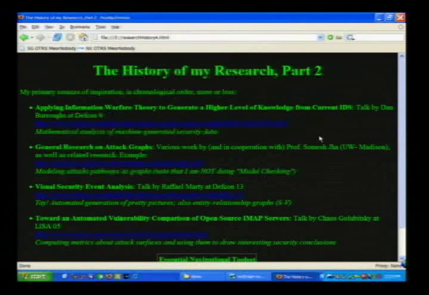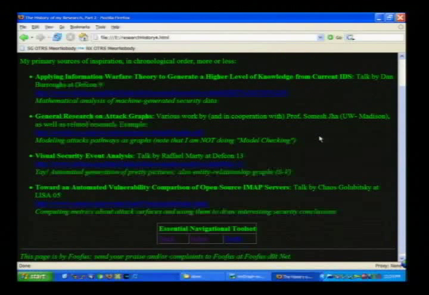So I also cite a number of different sources. One is Dan Burrow's talk from DEF CON 9, which introduced me to the idea that you could actually do math on data that you collect. The second one is research that I'm familiar with from UW-Madison near my hometown, and this is a person who does computation on graphs, trying to do computation on graphs that represent attack patterns.